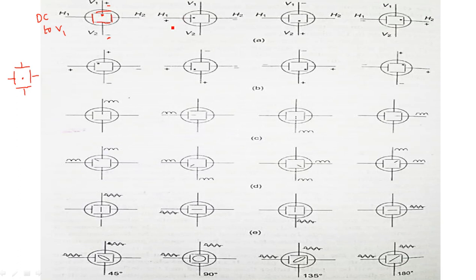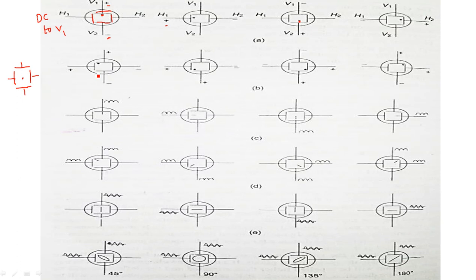In the second case we have taken the horizontal plate H1 as the positive supply, then the electron beam is moved nearer to the H1 plate. When this DC supply is given to the plate V2, the electron beam is moved towards V2. Similarly, when the positive voltage is given to the H2 plate, the electron beam is moved towards H2. So this is the movement of the electron beam when a positive DC voltage is applied to these four plates.